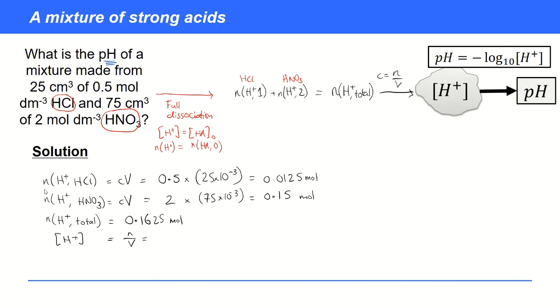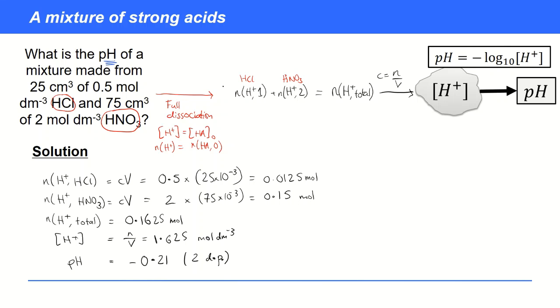The concentration of H plus is just number of moles divided by volume, which is going to come out in this case at 1.625. So now we're on our last stepping stone. We just stick that in the Sorensen formula. Minus log base 10 of that turns out to be minus 0.21, at least to 2 decimal places, which is the most common for pH.